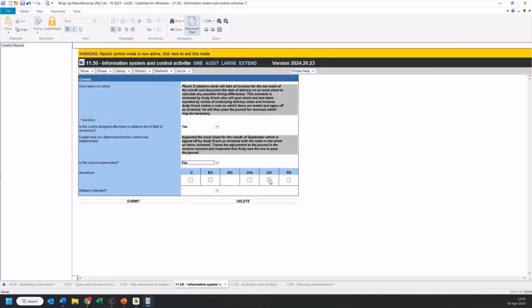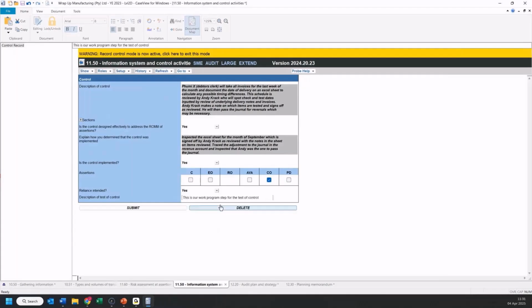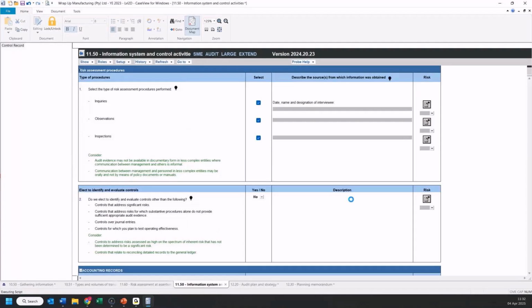The relevant assertion that's selected here is, of course, cutoff. That's the one we wanted to rely on. And then the crucial thing is that we actually want to rely on this control. Yes, we want to rely on this control. We want to go and test this control. We're then going to include a description of our test of control. Now, I'm not going to document that here. Let's just say this is our work program step for the test of control. So here is where we are going to say, select a few, 2 or 5 or whatever of the months, go and reperform it, go and check that it was done correctly. That's our control test. Right. Submit that. And again, let's give a moment for the script to run.